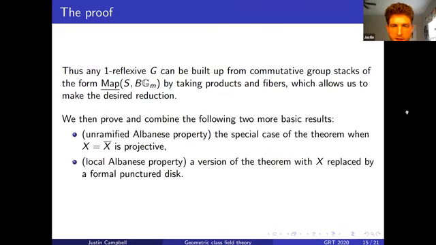All right, and so having reduced to the case where G equals BGM, the other reduction step is, again, kind of an old idea that goes back at least, in the geometric setting, to this famous letter from Deligne to Serre, where he explained that this kind of Albanese property, geometric class field theory, which might have been what he was thinking about in particular, should follow from, one, the unramified case where X is actually projective, and two, the local version where X is replaced by a formal punctured disk.